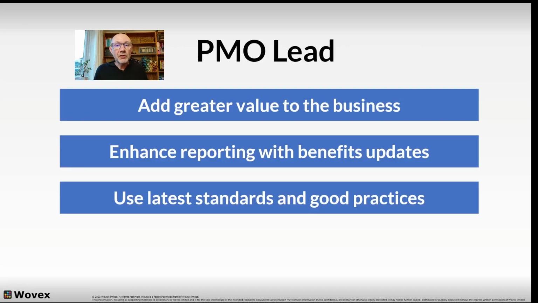From a project management office or an enterprise project management office, you can actually show you're adding, by what you do, more value to the business. You can show that your projects, portfolios, etc., aren't just delivering things, they're actually making an impact, and you can quantify that impact. You can enhance your reporting by including the benefits side. And because benefits realisation is part of global standards, you can show that you're actually using those standards and good practices.